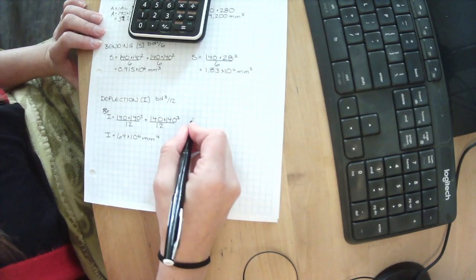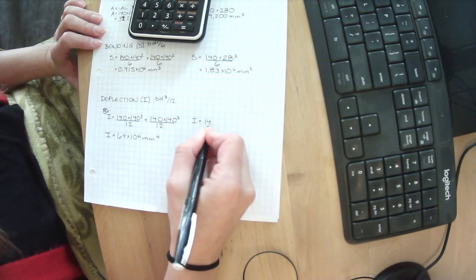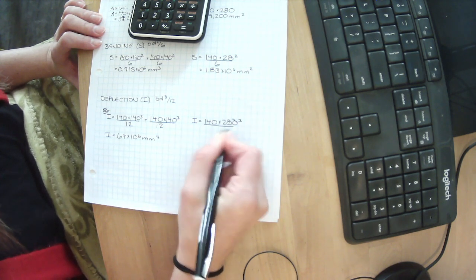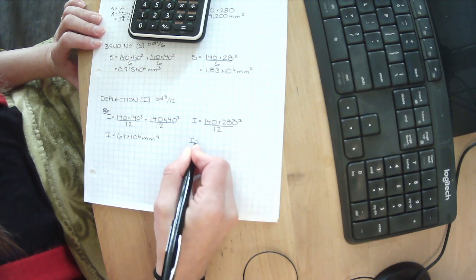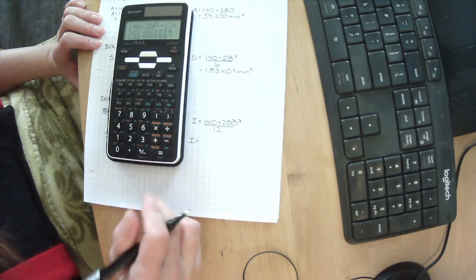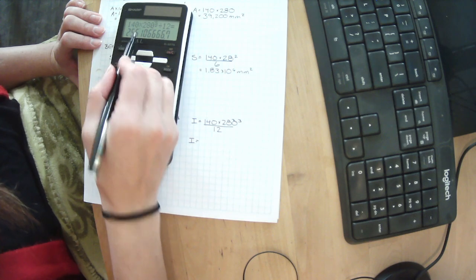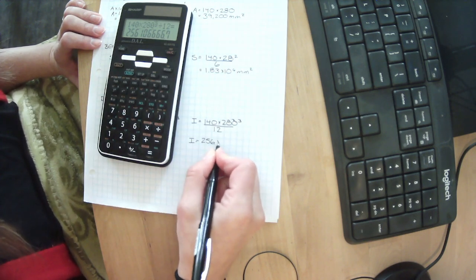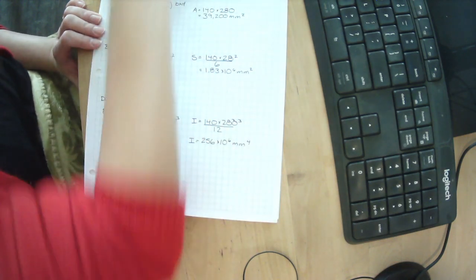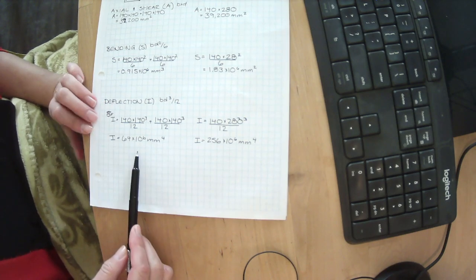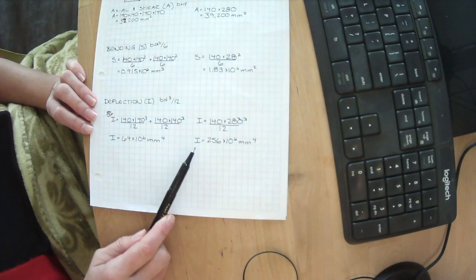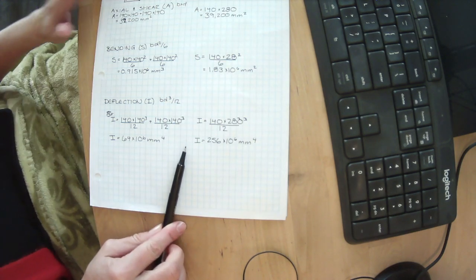Let's take a look at this one over here. I equals 140 times 280 cubed divided by 12. We get 256 times 10 to the 6 millimeters to the 4th. That is 4 times as stiff. So simply by gluing this together, we have quadrupled the stiffness of this.